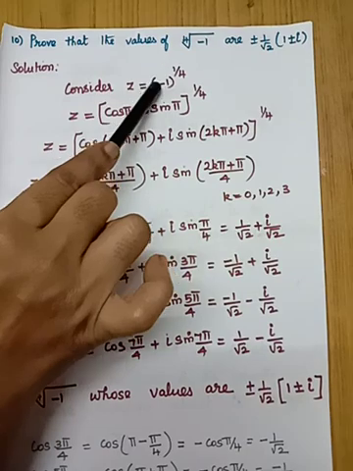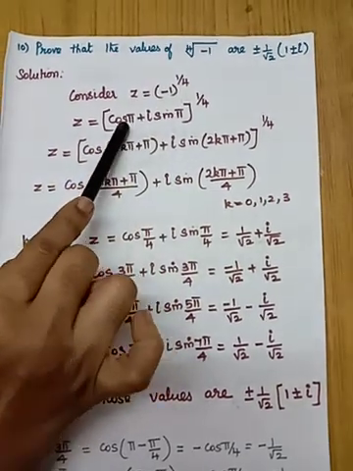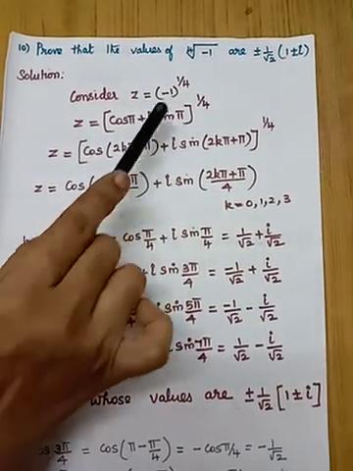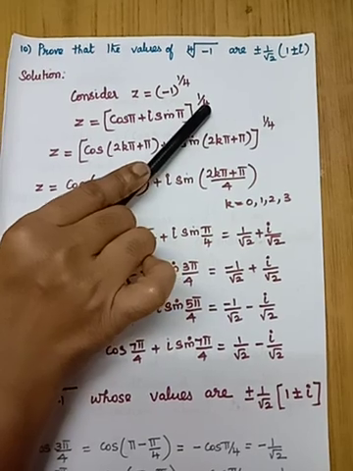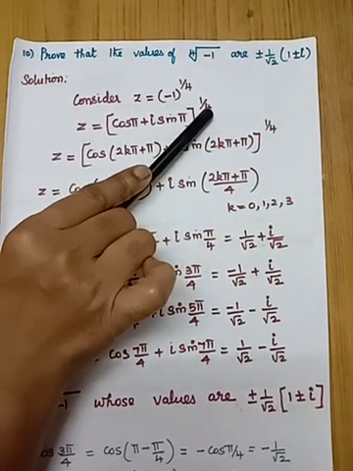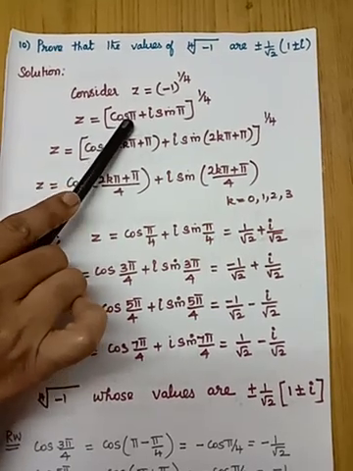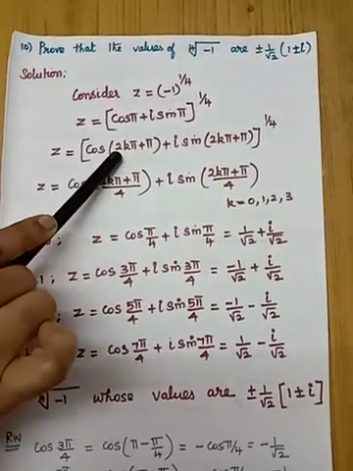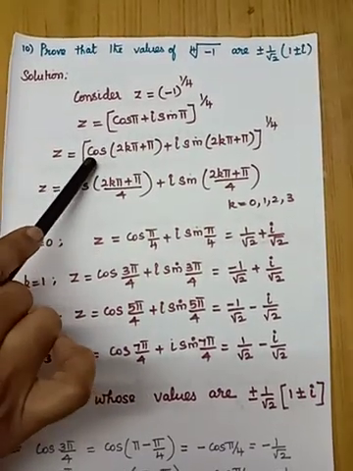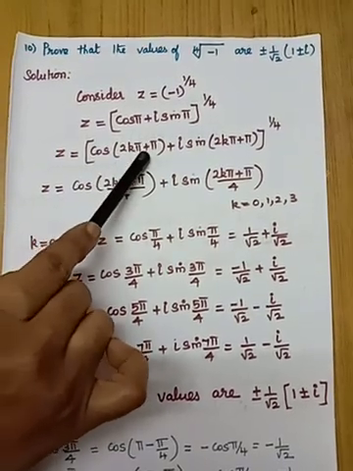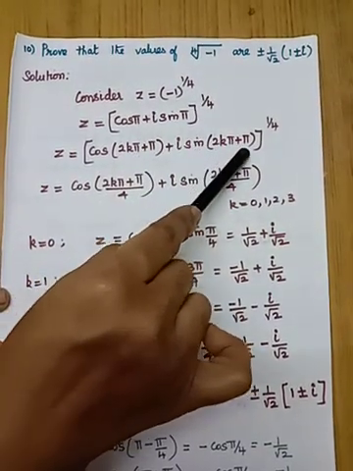So what is the polar form of minus 1? It is (cos pi plus i sin pi), the whole power 1 by 4. What is the next step? You have to add 2k pi to the argument. So here your argument is pi, so you have to add 2k pi with that. So it will become (cos of (2k pi plus pi) plus i sin (2k pi plus pi)) to the power 1 by 4.